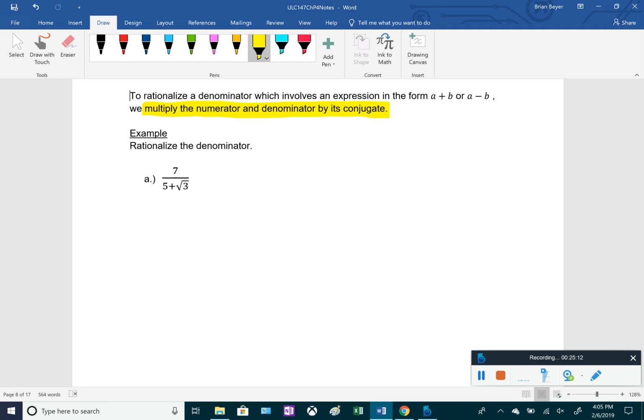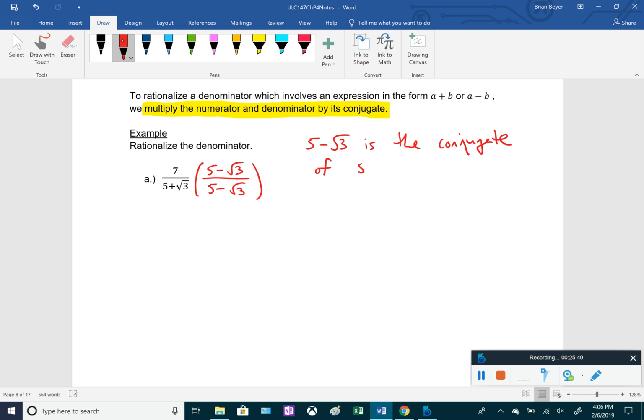So let's rationalize the denominator. Let's rationalize 7 divided by 5 plus radical 3. What we're going to do is multiply this by 5 minus radical 3 over 5 minus radical 3. We did this because 5 minus radical 3 is the conjugate of 5 plus radical 3. So we multiplied numerator and denominator by the conjugate of the denominator.